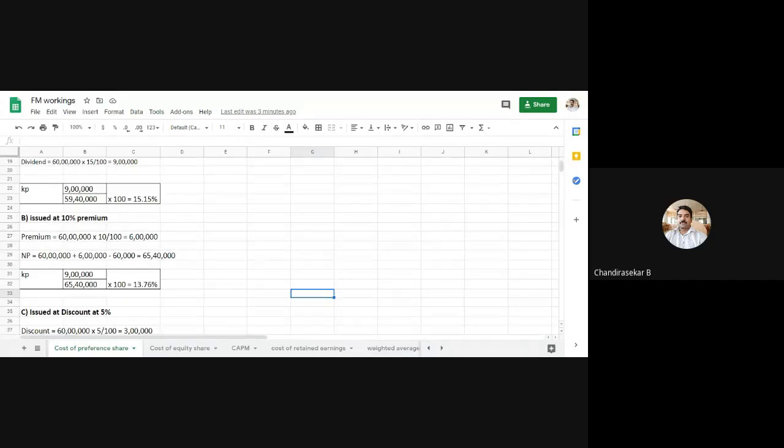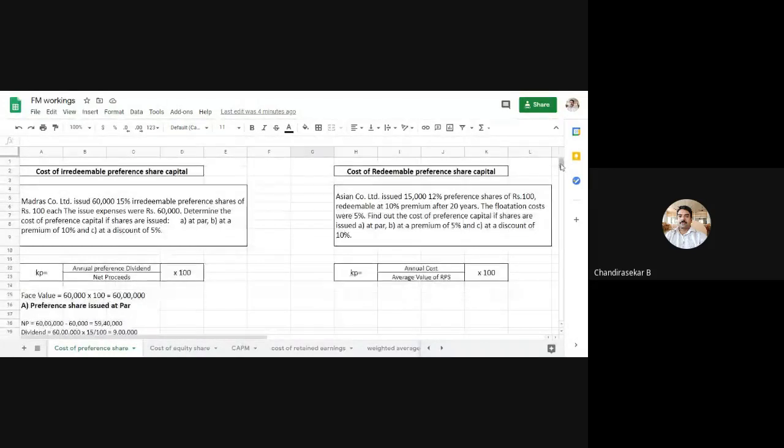Also, normally they are going to issue at premium. They will get a gain in cost of capital because they are collecting extra over the face value. They are collecting 10 rupees extra over the 100 rupees. So they are collecting 110 rupees from the shareholder, right? So that 10 rupees compensates all other expenses and annual cost. That is the reason it is reduced to 13.76%. Okay. So next one, do you have any other doubt in irredeemable preference share? Okay, shall we move to the next one?